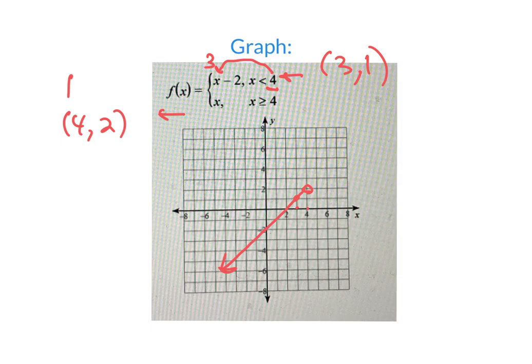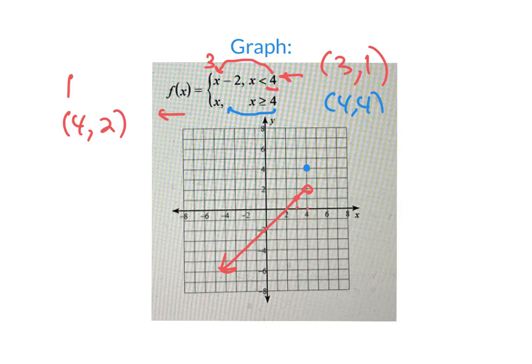Then I'm going to change colors to make it easier for you to see, but I'm going to do the same thing on the second one. I'm going to plug the 4 in for that x, and here's what's weird. If I plug in 4 there, I just get 4, because it's just an x. So my point is going to be 4, 4. So I'm going to go to 4, 4. This time I'm shading in the circle because there's an equal sign.